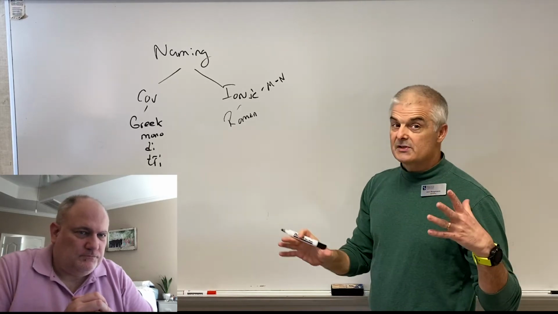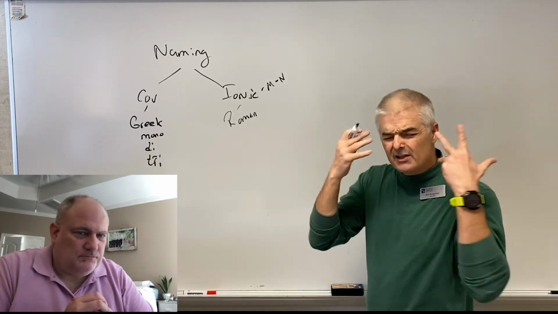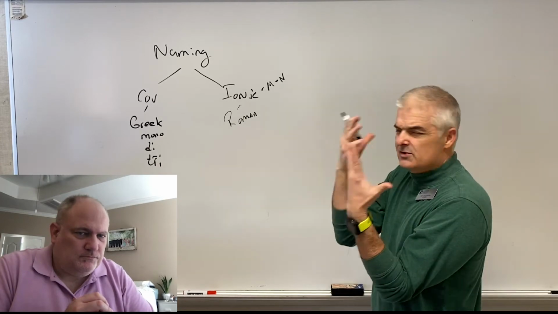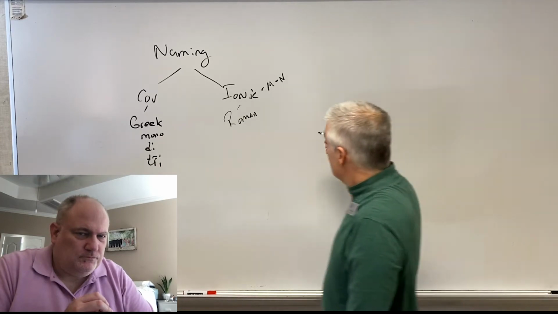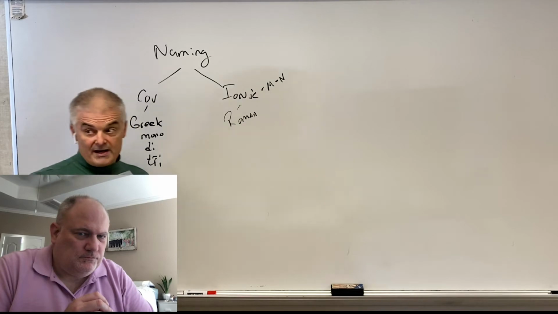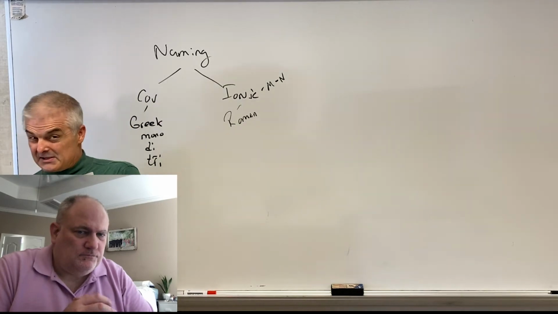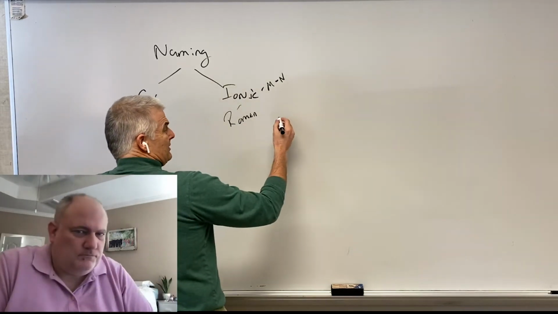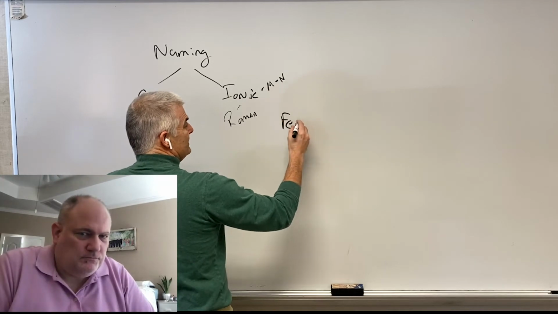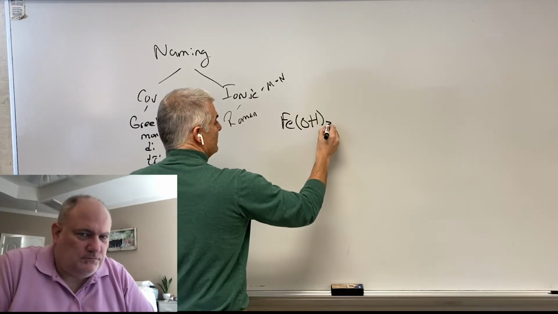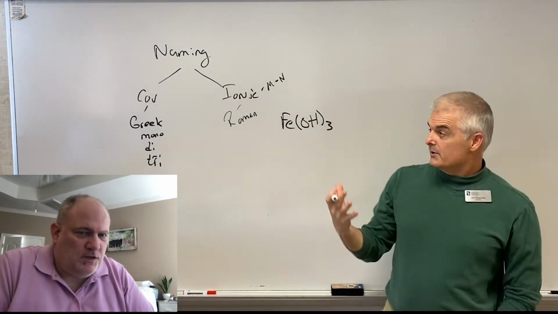So let's just do a few examples and it'll help you recall, because you've done this before, but you're probably a little rusty on this. So, Mr. Dmitrievich, I'm just going to do some random ones, and we're going to try and figure out what type of naming system to use. So, first one we want to do is Fe(OH)3. So, what are we going to do?